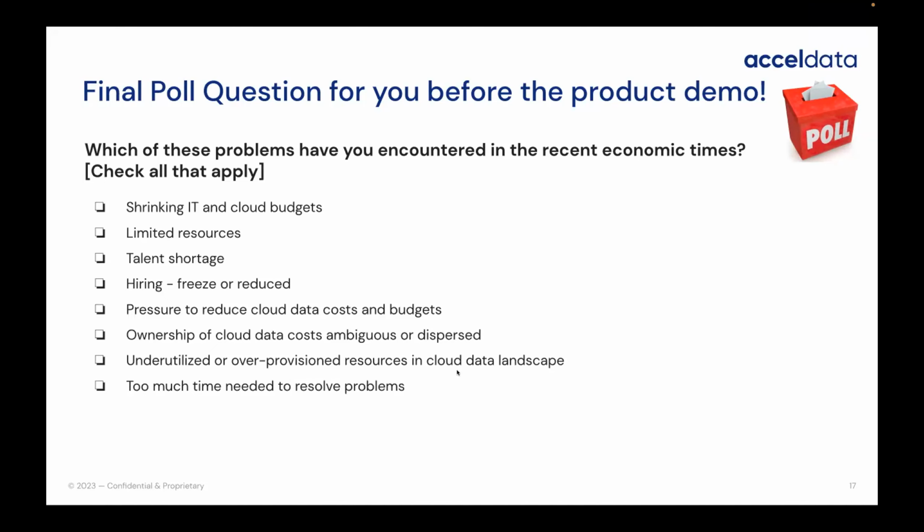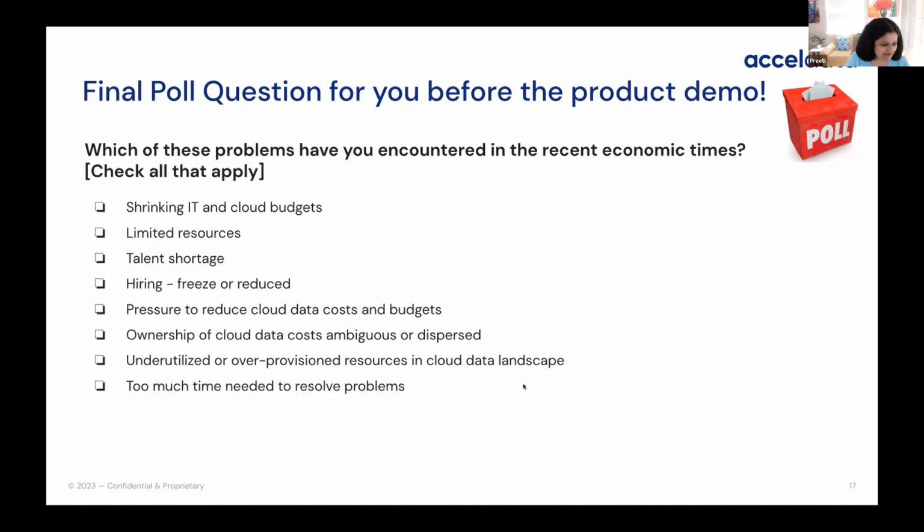And here are the results. Thank you all for participating. Wow, it looks like the pressure to reduce cloud data costs and budgets is top of mind. And then the ownership of cloud data costs being ambiguous and dispersed is the second top of mind. What else? We see talent shortage, limited resources, and shrinking budgets also bothering you. So thank you for responding to the poll.